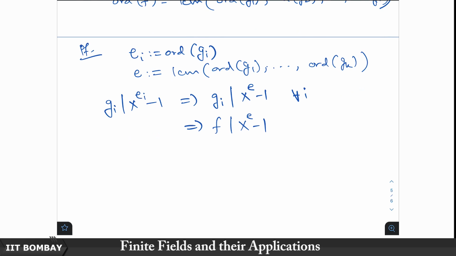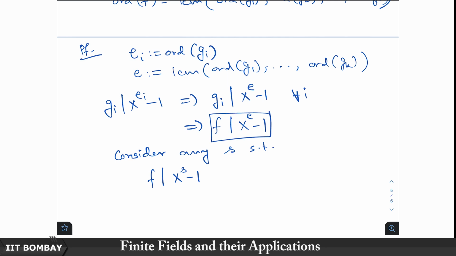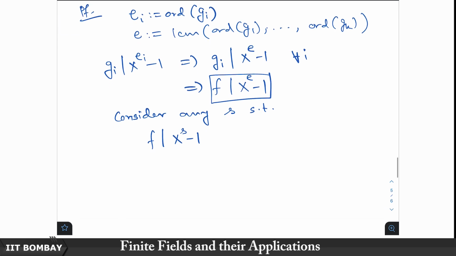So, let us take any s, consider any s such that f divides x^s minus 1. We will show that E is less than or equal to s for such an s. So E would be the smallest exponent for which f divides x^E minus 1, and indeed we will in fact show that E will divide any such s.